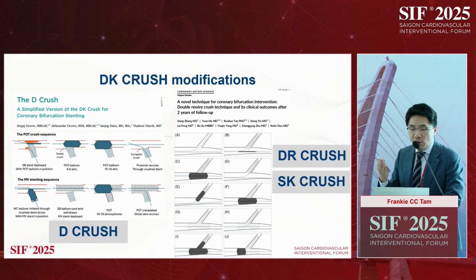Of course, nowadays, we also have some other so-called DK crush modifications. For example, there's the so-called DK crush where, for the main branch crush balloon, they intend to use a bigger balloon, around the size of the proximal main branch. First, they use a very low pressure at the carina, and then they move the balloon more proximal, just like the POT crush that I've mentioned, to make sure that we have a very good crush before we do the side branch rewiring. And the SK crush or DR crush just means that they do sequential balloon dilatation of the side branch ostium before they put in the main branch stent. So these are the DK crush modifications.